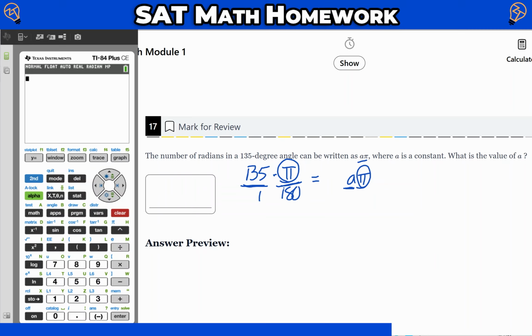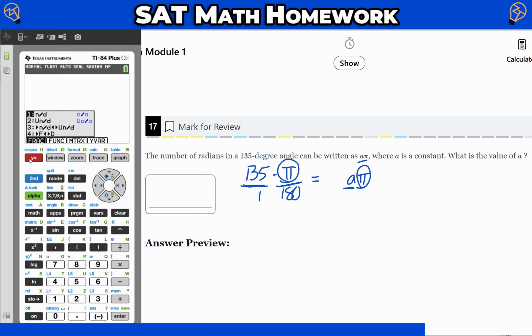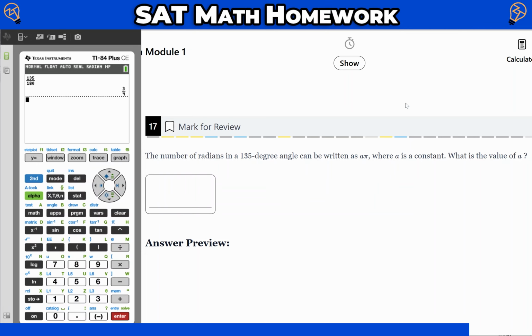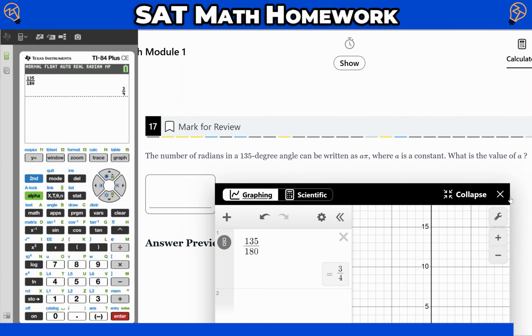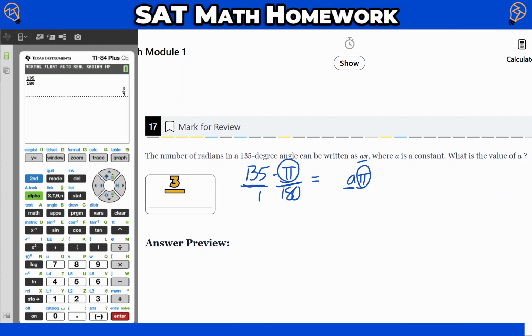And the great thing about whether you use Desmos or your graphing calculator is you can get the reduced fraction just by either doing alpha y equals and pressing enter and typing in 135 and then over 180, and you get your answer of 3/4. Or you can go into Desmos, type in 135/180, press this fraction button, and it reduces it as well. Either way, we get our answer is 3/4.